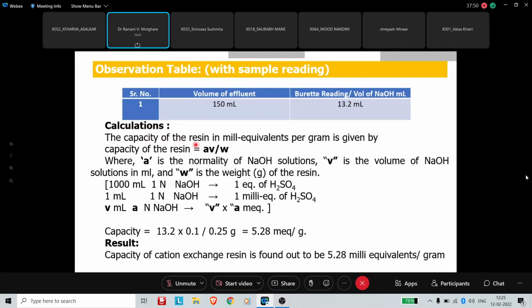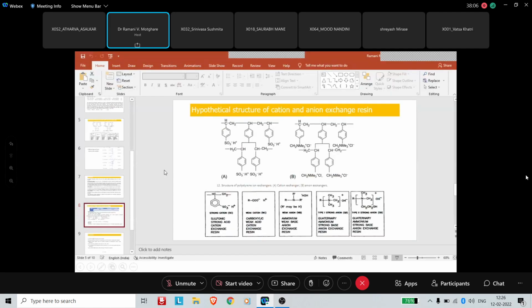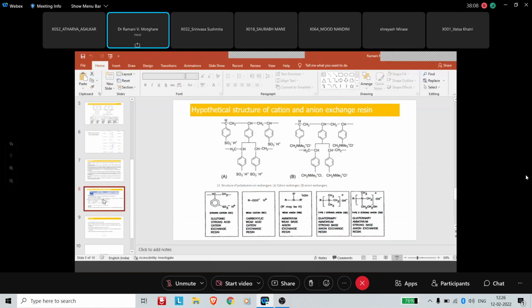Capacity of resin in milliequivalents per gram is given by the ion exchange capacity of resin. Wait a minute, I'll make corrections here. A lot of things are missing, I don't know how it can be missed.